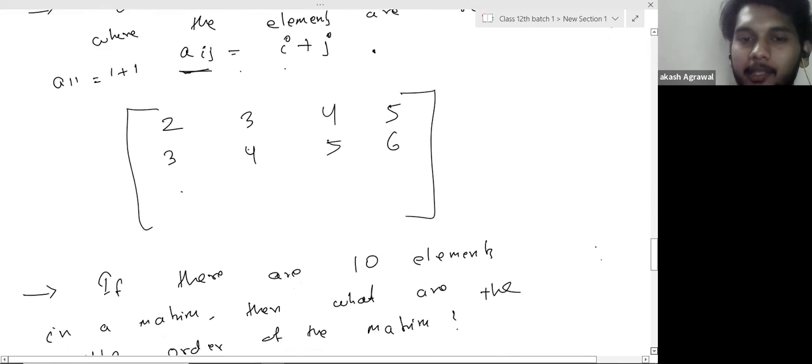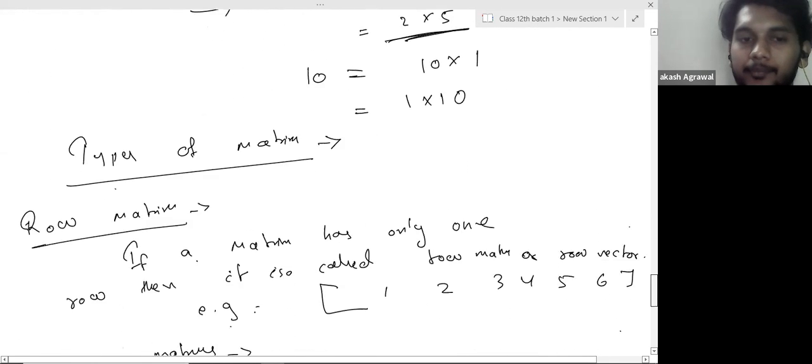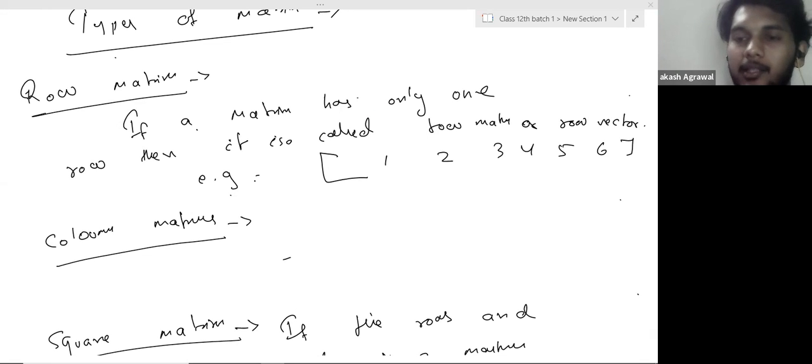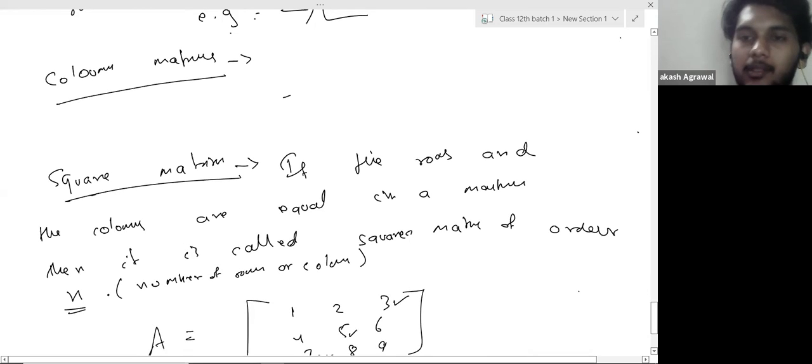Now we are doing types of matrices. The first matrix is row matrix. Row matrix, where there is only one row. For example, 1, 2, 3, 4, 5, 6. It has only one row but 6 columns. So this is called row matrix or row vector. Same as column matrix. If it has only one column, then it will be called column matrix.